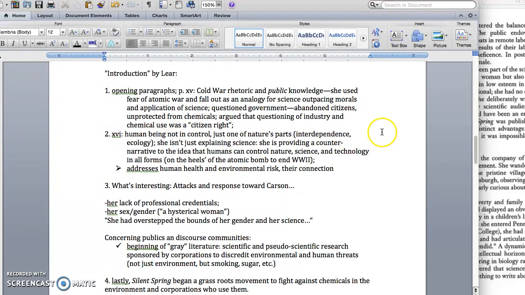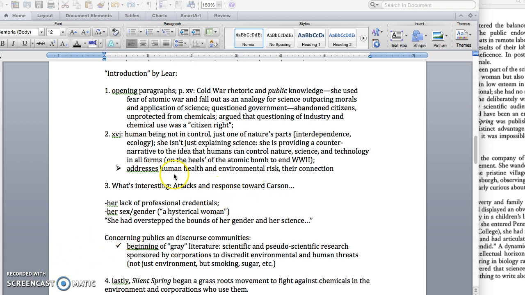But what do we get out of this? It's really, really important, again, that's worth knowing. The Cold War rhetoric and public knowledge, that she used the fear of the atomic war and fallout as an analogy for science outpacing our morals and our application of science. She questions the government here. Why is the government abandoning its citizens? Lear tells us this is a major component of Silent Spring. Why are citizens not being protected from chemicals, right? We start to see here an important argument that being protected from chemicals is a citizen right. It was never thought of that way previously.